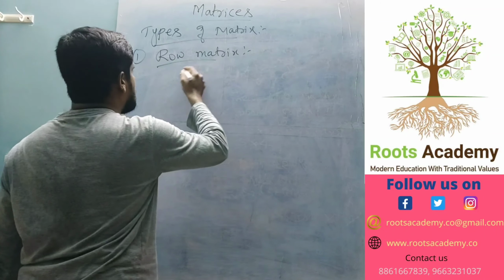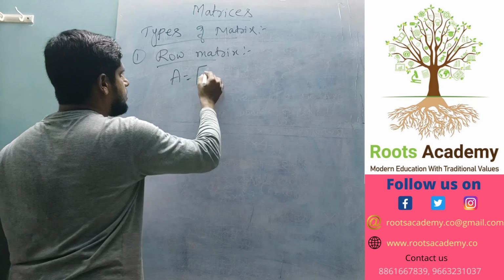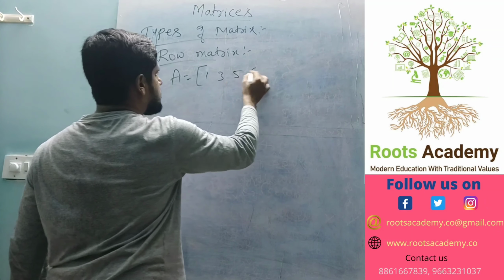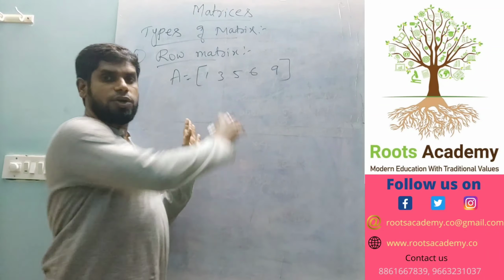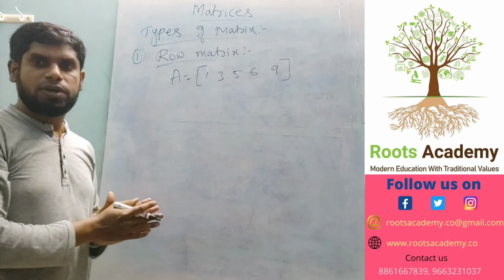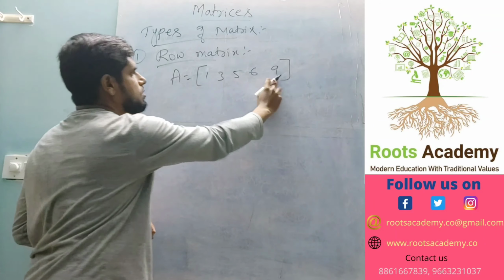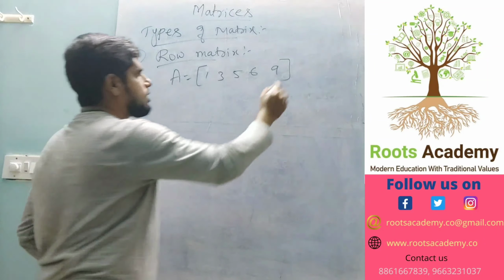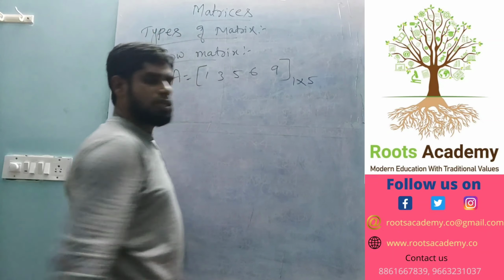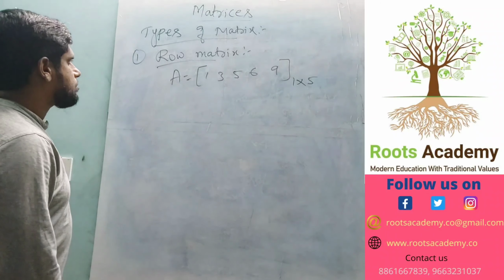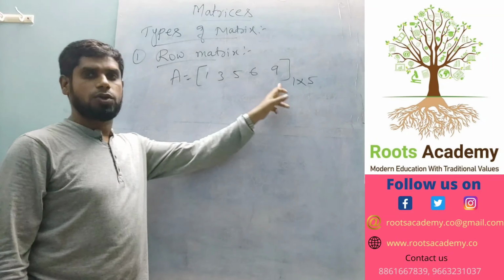Example, if A is a matrix, then 1, 3, 5, 6, 9. Student, here no need to bother about how many columns are there, our concentration is only on rows. How many rows are here? Single row. So that is 1 cross 5. So this is a row matrix because it has a single row.